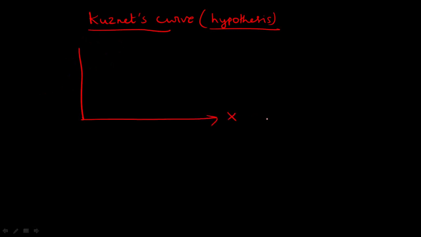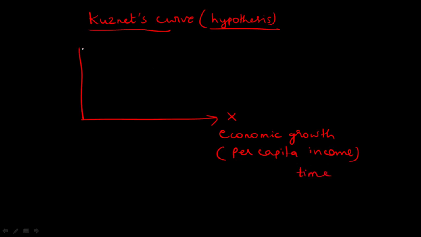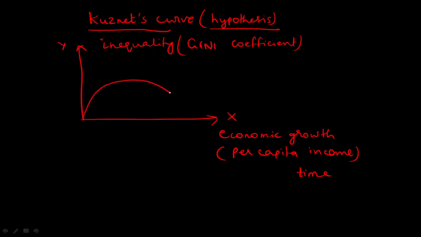On x-axis, we have economic growth. Economic growth is often measured in terms of per capita income, or it is sometimes measured in terms of time also. On the y-axis, we have inequality. Inequality is measured using Gini coefficient. So on x-axis we have economic growth, and on y-axis we have inequality, which is usually measured using Gini coefficient. So the Simon Kuznet curve is something like this.